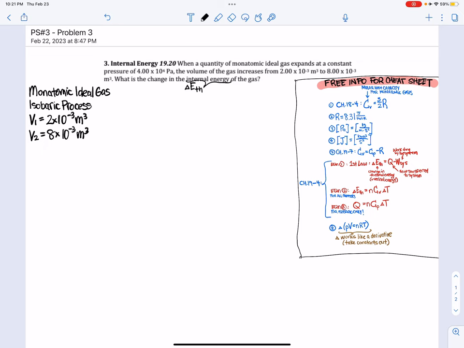And we are looking for the change in internal energy of the gas. And that's just another word for saying we are looking for the change in thermal energy, right?